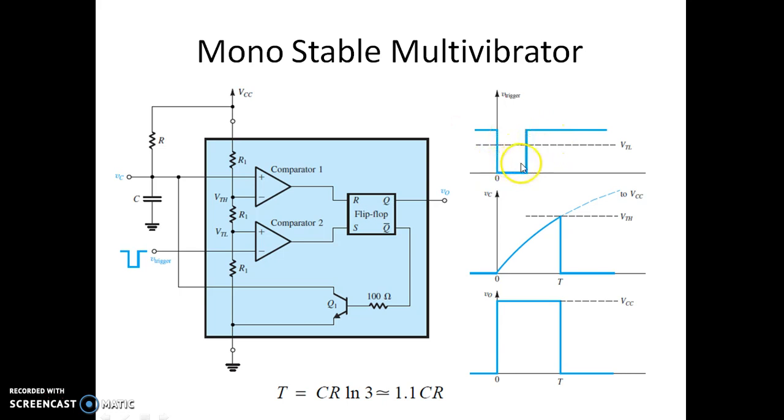So this is the trigger signal where it is less than 1/3 VCC. During this time the output is made to go to quasi stable state. It remains in the quasi stable state for a predefined time of 1.1 into C into R, and then it comes down and it is now staying in the stable state. Unless you give one more trigger signal, it remains in the stable state.